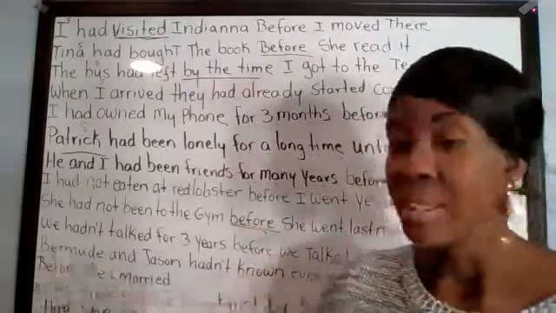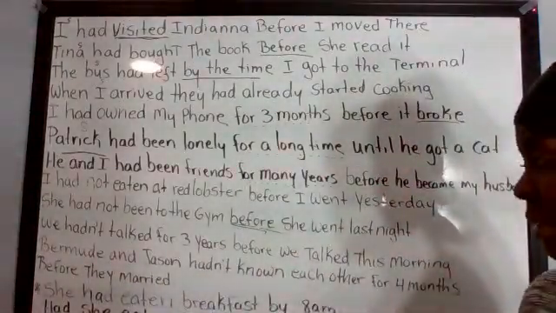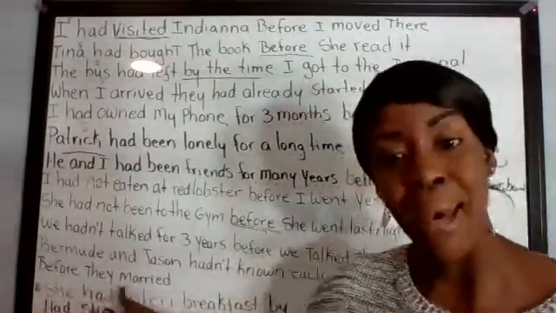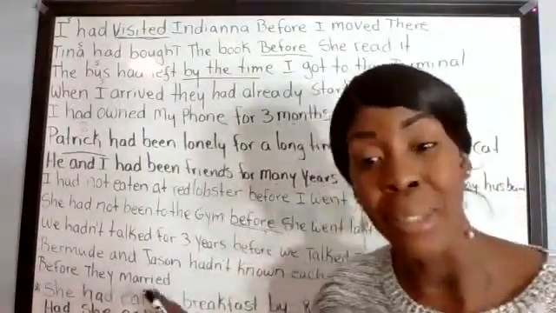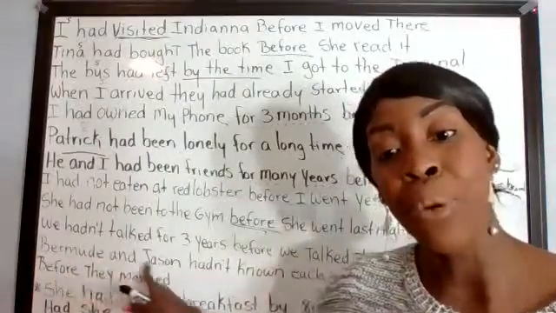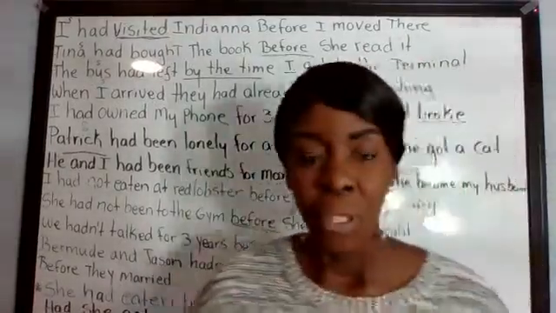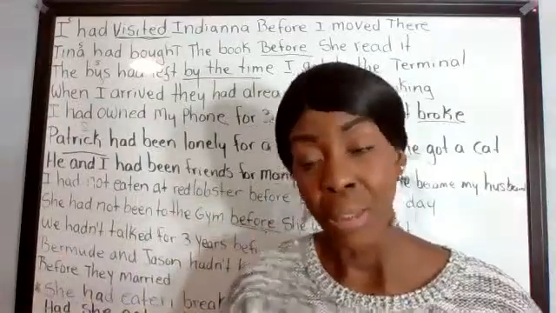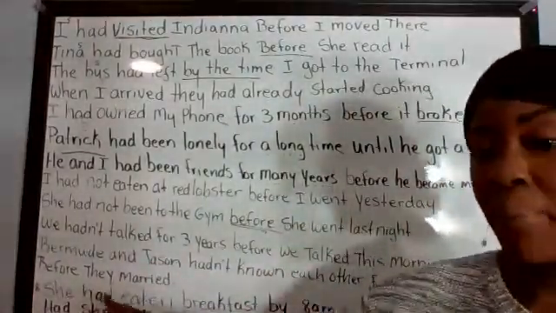Next one. Bermude and Jason hadn't known each other for 4 months before they married. Since they are already married, you're supposed to put the verb in the simple past form to say married. This is telling you Bermude and Jason hadn't known each other for 4 months before they married. The first action, they knew each other only for 4 months. The second action, they married.